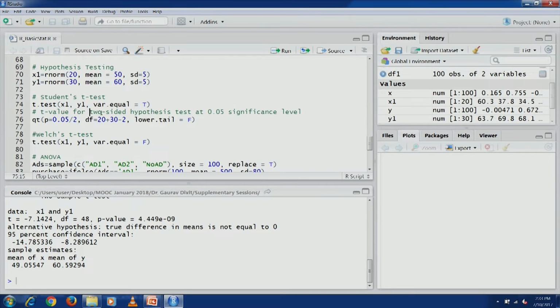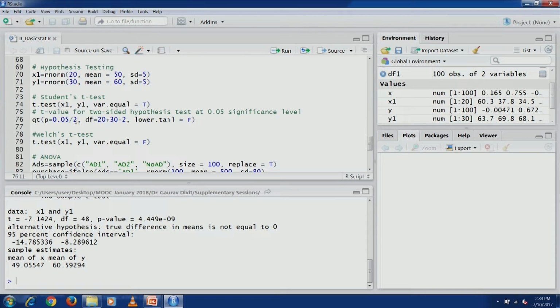Now, if we want to compare the results of the Student's t-test with the t value corresponding to the 0.05 significance level, especially for a two-sided hypothesis test or two-sample hypothesis test, we can do this using the qt function. The qt function can give us this value. For example, in this case the significance level is 0.05.